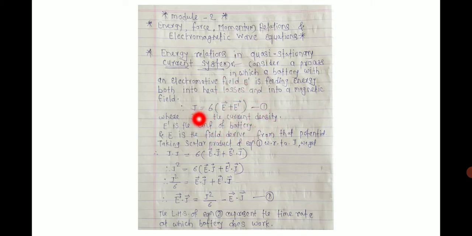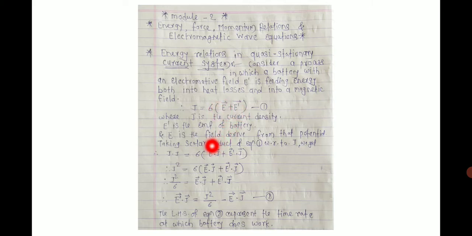In the first equation, J is equal to sigma (E plus E dash), where J is the current density, E dash is the EMF of the battery, that is the electromotive force or electromotive field, and E is the field derived from the potential. This is the first equation.